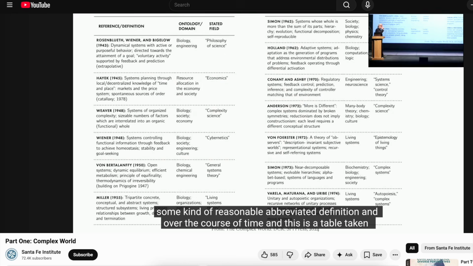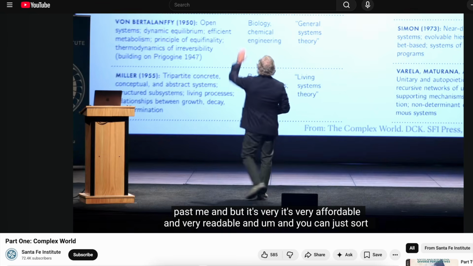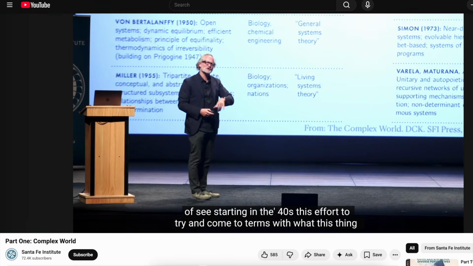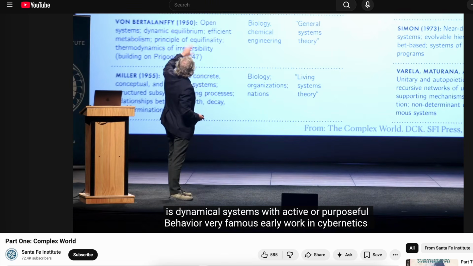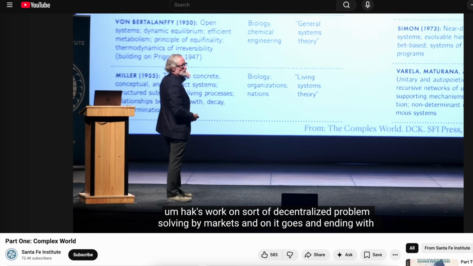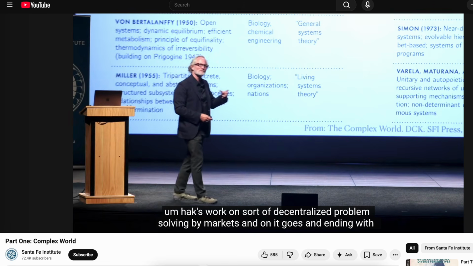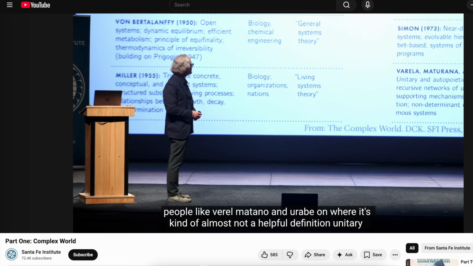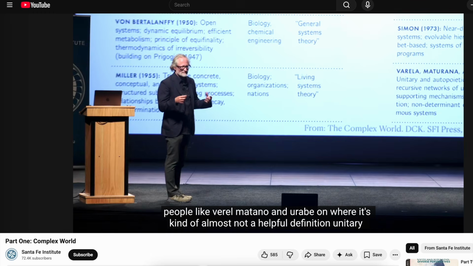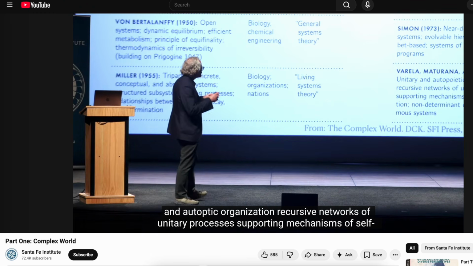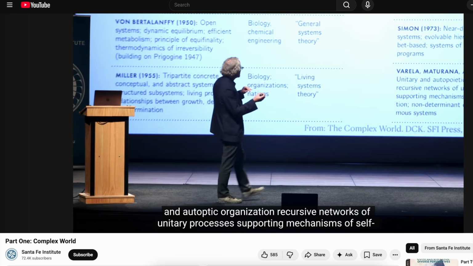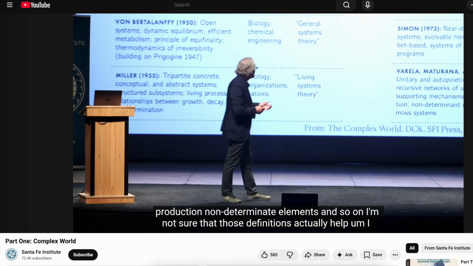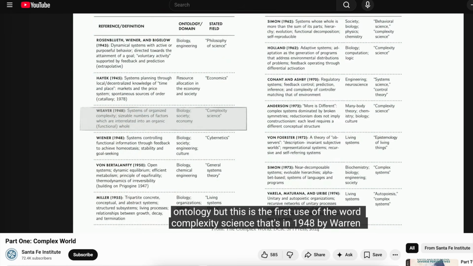theory of computational complexity. And this is a table taken from The Complex World, the book that many of you should have bought out front. And you can just sort of see, starting in the 40s, this effort to try and come to terms with what this thing is. Dynamical systems with active or purposeful behavior. Hayek's work on decentralized problem solving by markets. And on it goes. And ending with people like Varela, Maturana, and Uribe, where it's almost not a helpful definition. Unitary and autopoietic organization, recursive networks of unitary processes supporting mechanisms of self-production, non-determinant elements, and so on.